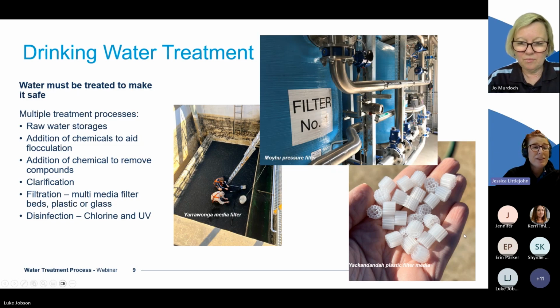And our final step is disinfection. We use a combination of chlorine and UV, depending on the catchment risks.